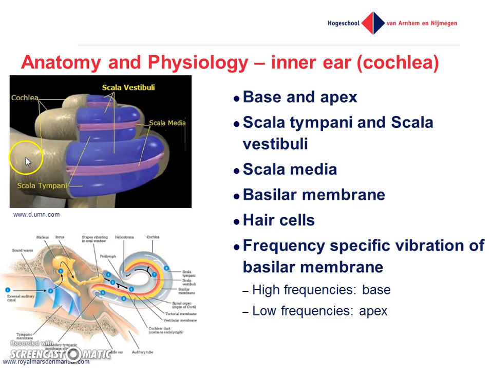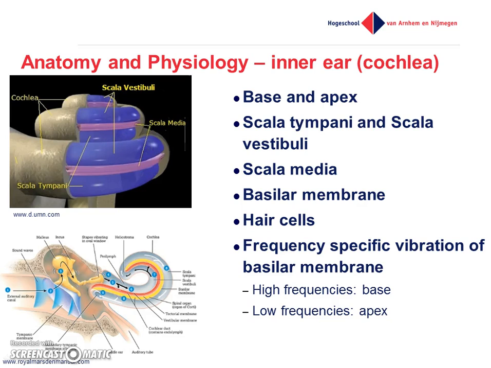And as you can see, the cochlea is curling up from the base to the apex, and the scala vestibuli always is the upper scala. The scala tympani always is the lower scala, and the scala media is in all of those curls in between the scala vestibuli and the scala tympani.